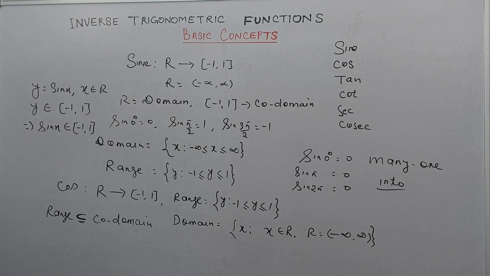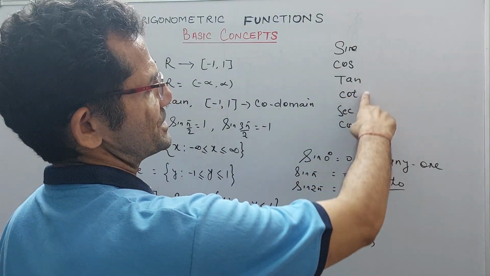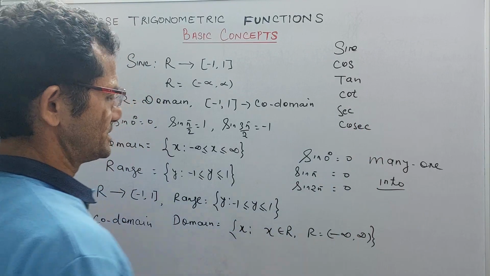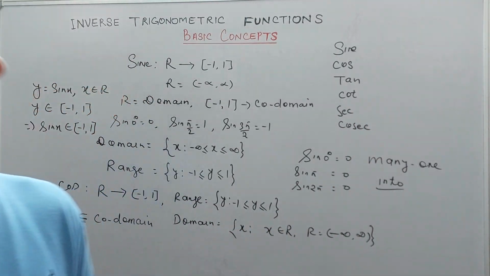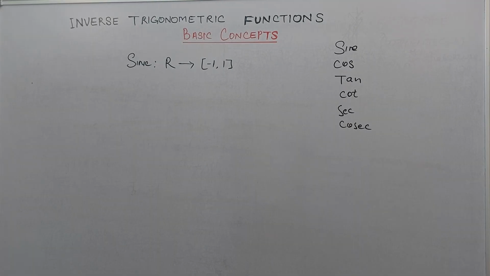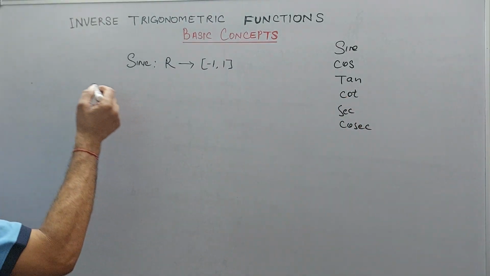Next we have the tangent function, cot function, secant and cosecant. All have different domains and ranges. Let us discuss. Next one is the tangent function.